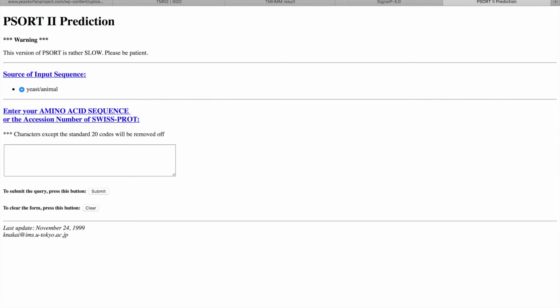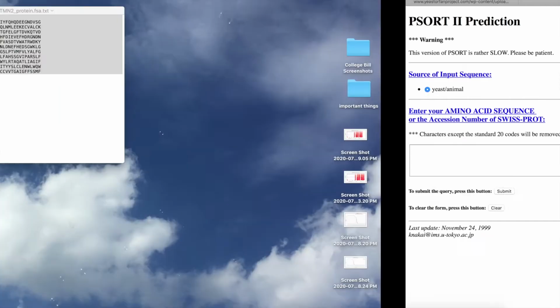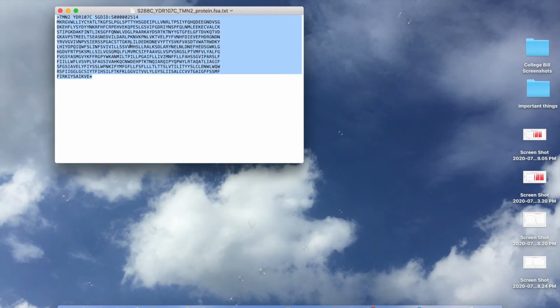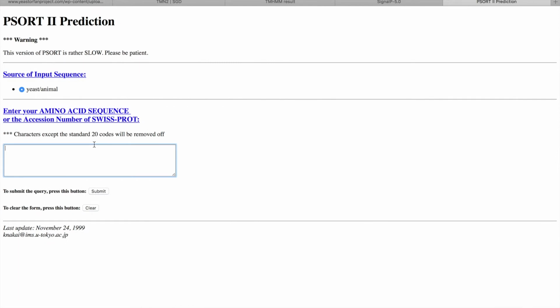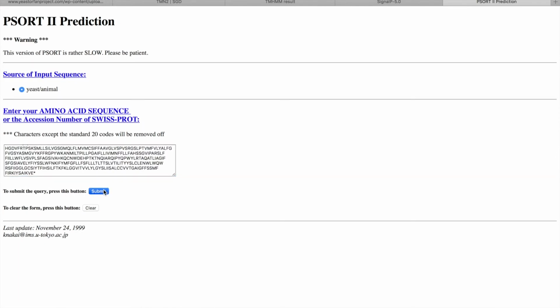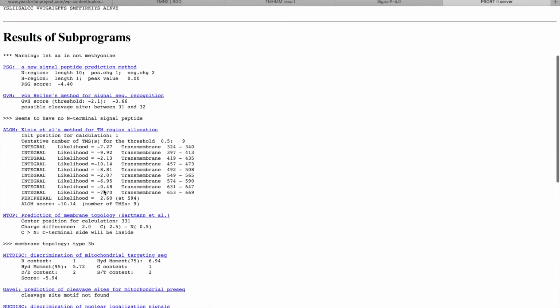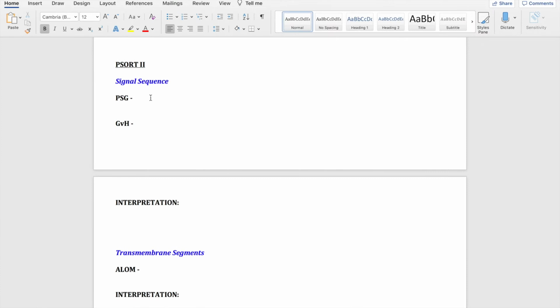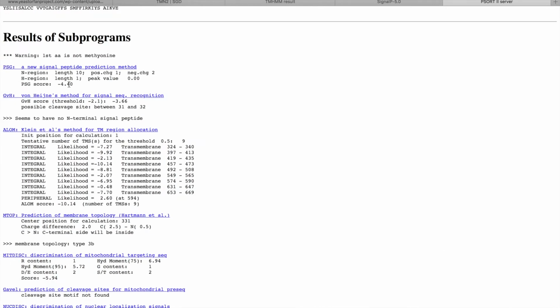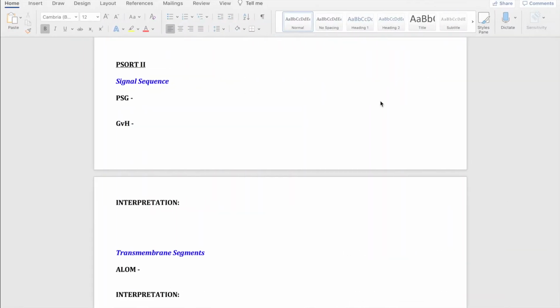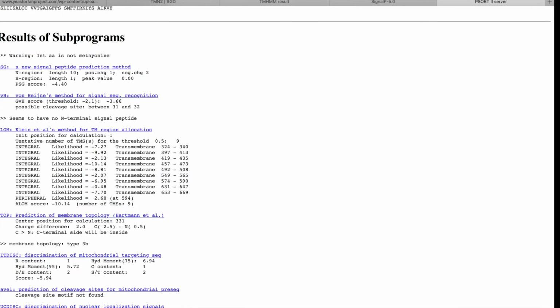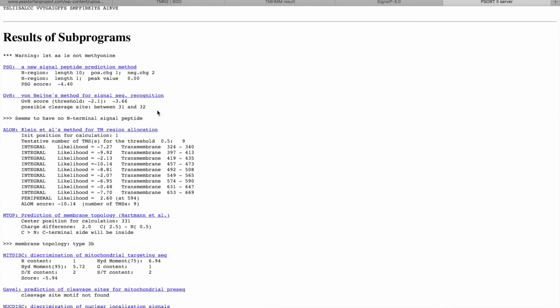All right, so we're going to want to go and get our FASTA sequence again and copy and paste that into the section for that. Make sure we have yeast animal selected and click submit. And this is what it'll look like when it loads. So we're going to get our PSG number, which is negative 4.40 for me, and the GVH, which is negative 3.66.